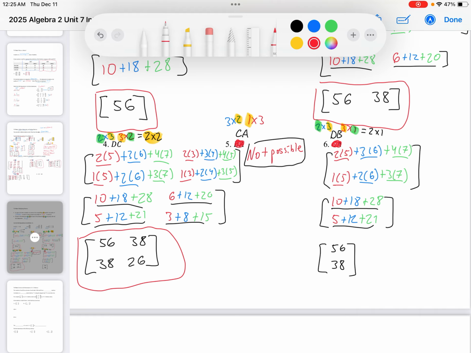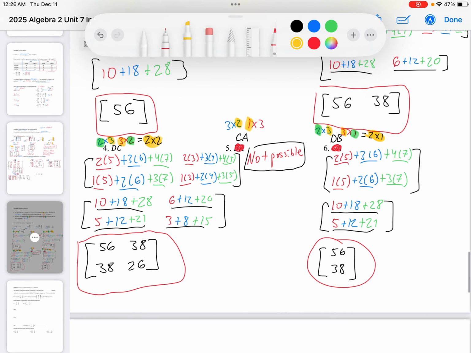So that is my final resulting matrix when I multiply matrix D times matrix B. And once again, it does match the dimensions that we would expect to get.